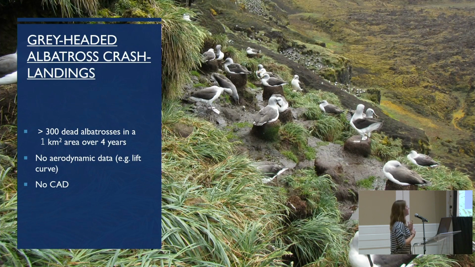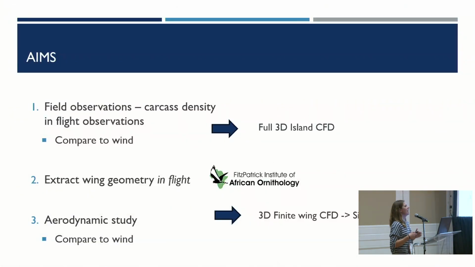So the hypothesis initially was that this might be due to some wind conditions, some kind of flow phenomena that's happening over the ridge. But the first thing we had to do is first find out, is this happening at a large enough scale for it to be a problem?